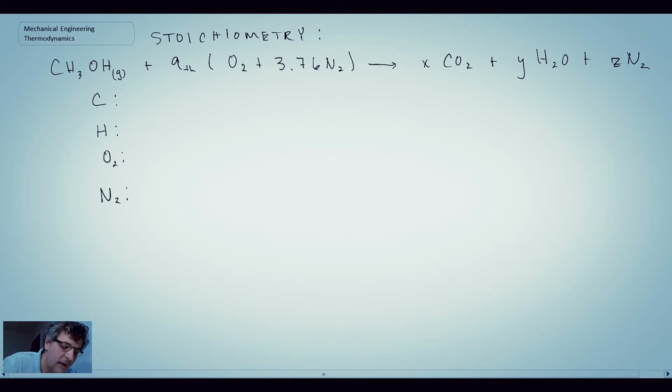So beginning with the carbon balance on the left and the right, we have one on the left and one on the right. x is then 1. For hydrogen, on the left we have all the hydrogen in our methyl alcohol vapor, so we have 4 on the left, and on the right we have it in the water vapor, so that is 2y, and with that, that tells us that y is equal to 2. For diatomic oxygen, we have 0.5 in the alcohol.